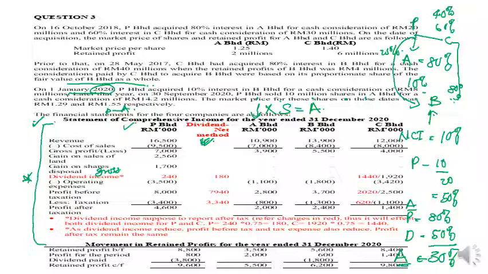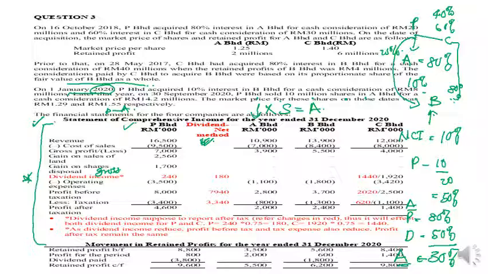But look at the next one. In January 2020, P acquired another 10% of B. So now the NCI here is only 10%, because P has 10% and C has 80%. So NCI in B here is only 10%. NCI in C here is 40%, and then NCI in A here is also 20%.